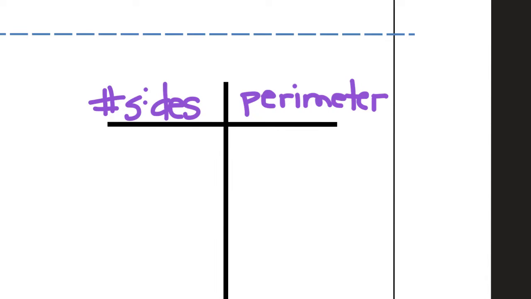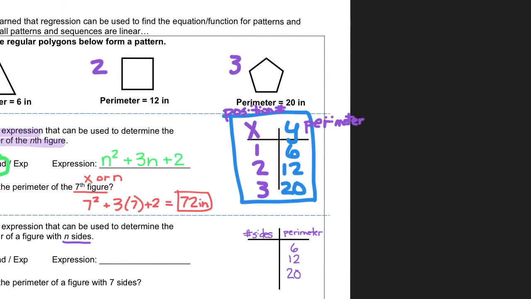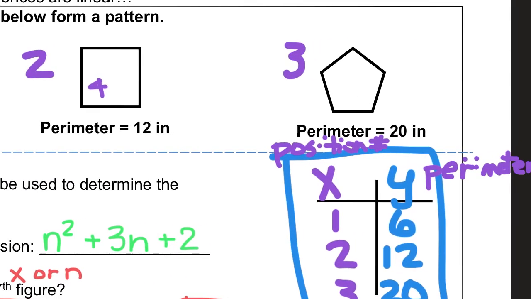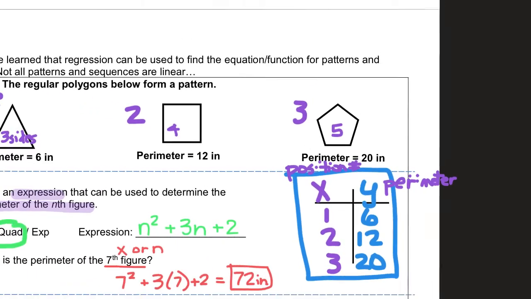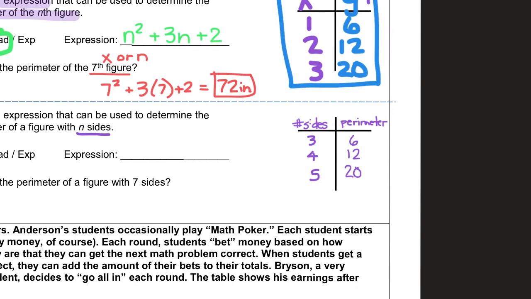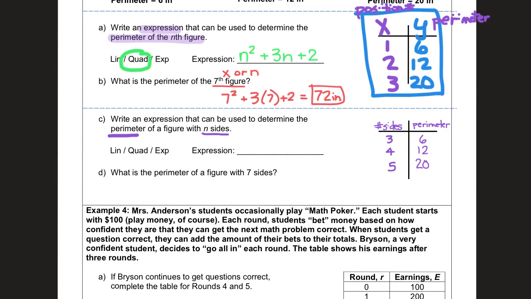Our perimeter hasn't changed. It's still 6, 12, and 20. However, now we need to determine the number of sides. So go back to the first figure. It has 3 sides. This one has 4 sides. And this one has 5 sides. So that will be our input value this time. 3, 4, and 5. Now using your stat function, please determine which regression would most fit and write down the expression. Please pause the video here.